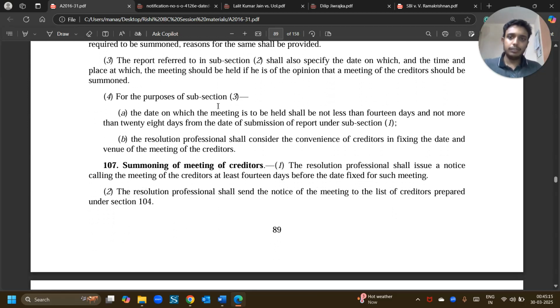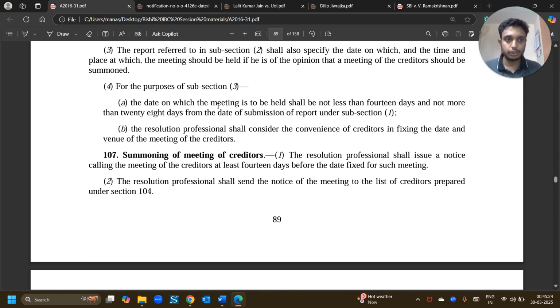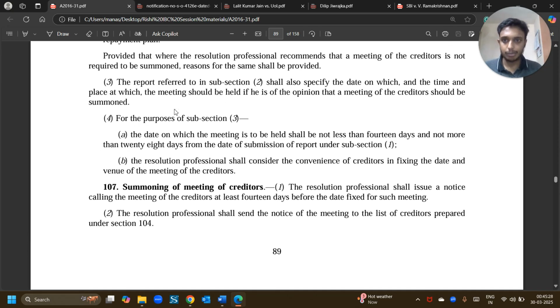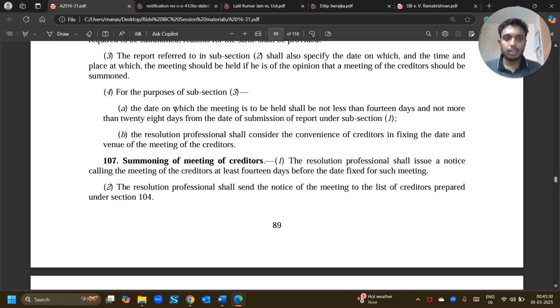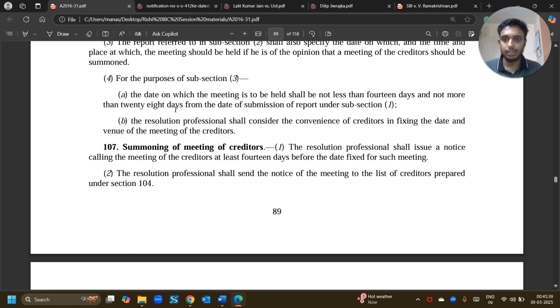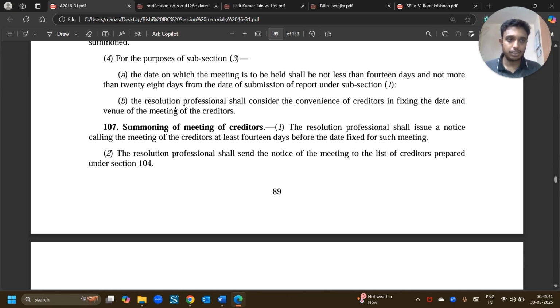In addition to the above, subsection 3 says, the report shall also specify the date on which and the time and place at which the meeting should be held if the RP is of the opinion that a meeting should be summoned. Subsection 4 says, for the purposes of subsection 3, the date on which the meeting is held shall not be less than 14 days and not more than 28 days from the date of submission of the report under subsection 1. And B, the RP shall consider the convenience of creditors in fixing the date and venue of the meeting of the creditors.